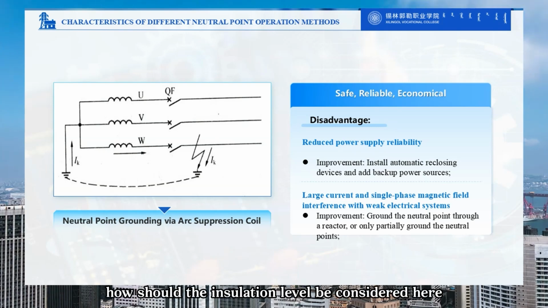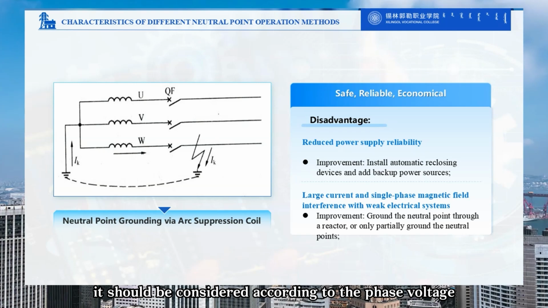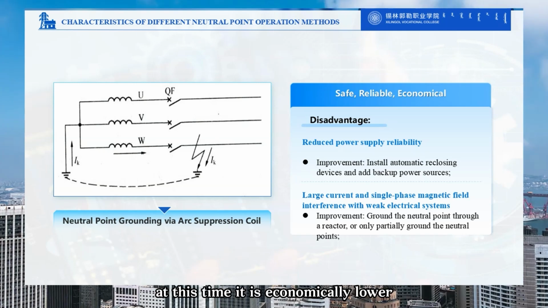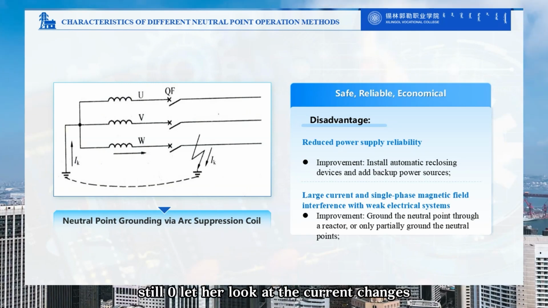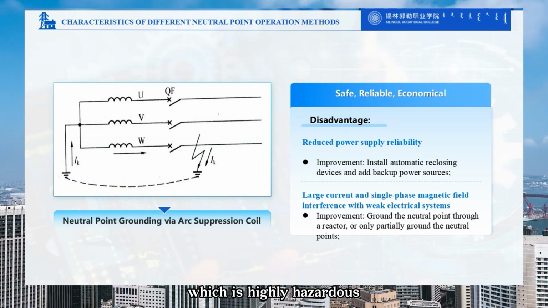How should the insulation level be considered here? It should be considered according to the phase voltage at this time. It is economically lower than the consideration of the first 2. The voltage of the neutral point to the ground remains unchanged, still 0. Let us look at the current changes. What happens at this time? The short circuit current is instantly produced, which is highly hazardous.